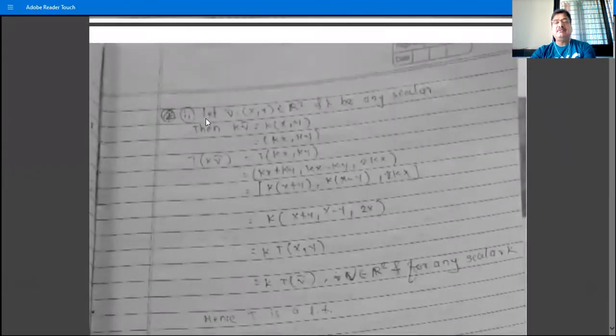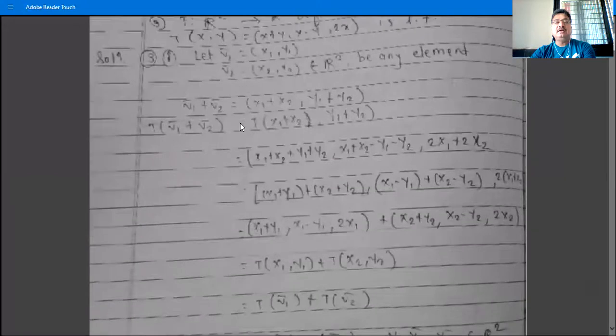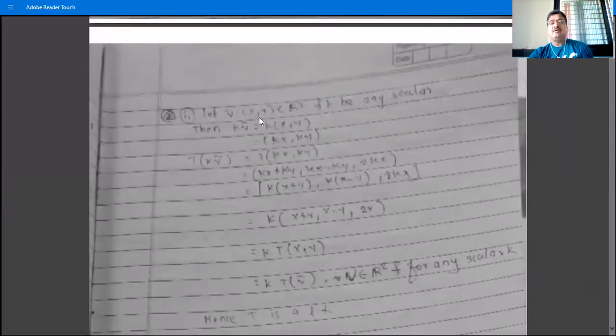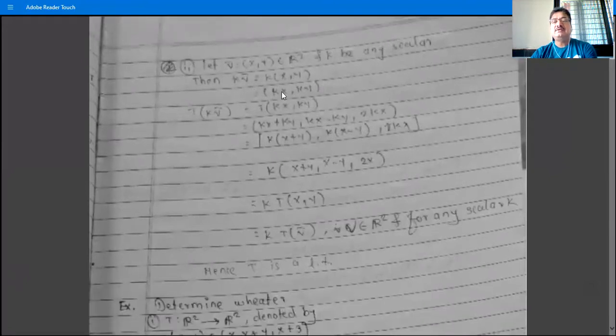And for the second property, we take v as (x, y) belonging to R2 and k be any scalar. That is, we take any element of R2, and k as any scalar. So suppose v is an ordered pair (x, y) belonging to R2, and k is any scalar. Then what is kv? kv is k(x, y) = (kx, ky). This is by using the definition of scalar multiplication in R2. And then what is T(kv)? It is T(kx, ky).